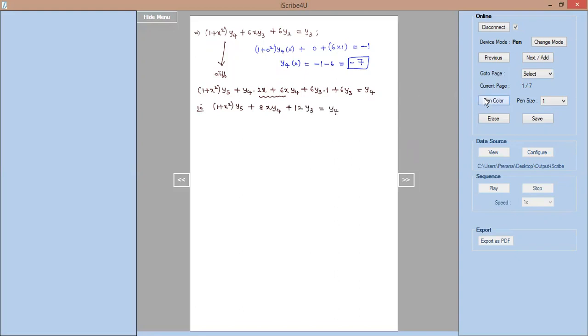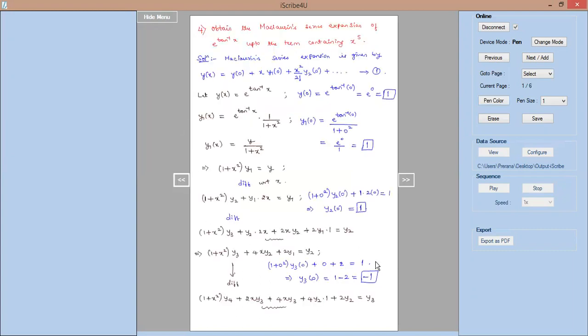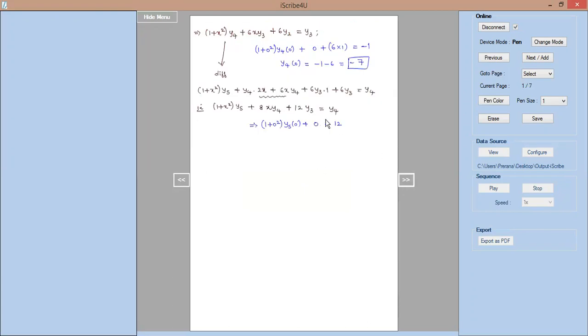Keeping this, we can now find y5 of 0. At the point 0, this gives us (1 plus 0²) into y5 of 0, plus 8 into 0 will be 0, plus 12 into y3 of 0. y3 of 0 is minus 1, so 12 into minus 1, is equal to y4 of 0, which is minus 7. So y5 of 0 is equal to minus 7 plus 12, which is 5. So we have all the derivative values at the point 0.